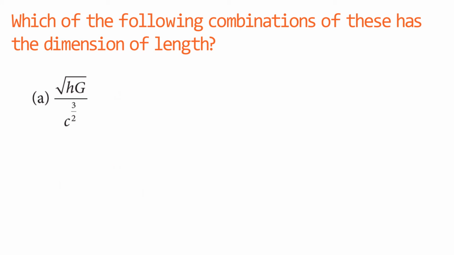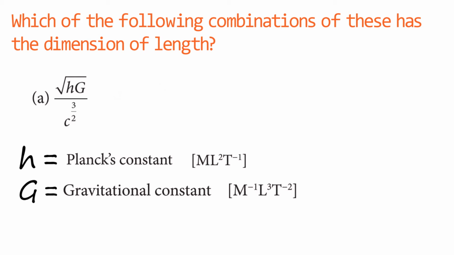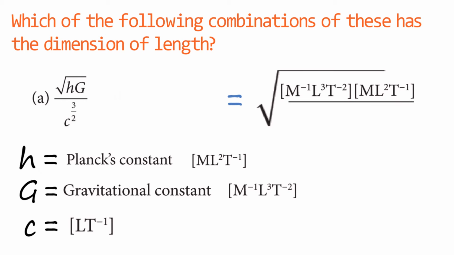So let's start with A. So these are the dimensions of the Planck's constant and gravitational constant. So now we can simply equate them, and surprisingly A is the actual answer for this question. Did not see that coming. But anyway, moving on to the final question, and yes, I saved the worst for last.